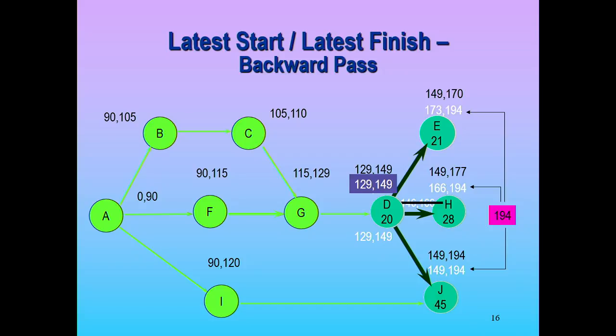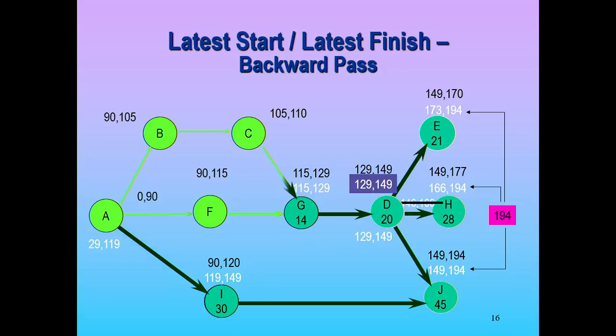Well, D only waits on G, so we go back and that's still going to be 115, 129. If we look at, okay, C and F both need this one. So 119, 149. If we look at, we'll go back to the beginning.